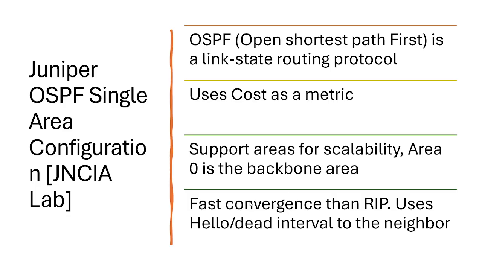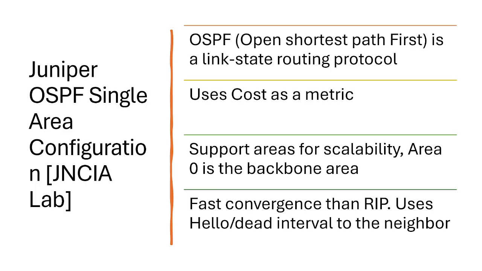OSPF is considered to have faster convergence than RIP, and it uses hello and dead intervals to track the neighborship states. Also, the routes are shared via different LSA packets. We will not cover those in this video. We'll cover them in theory later, but for now just understand the basics so that it will be easy for you to do the configuration. Here we'll cover only the configuration part.